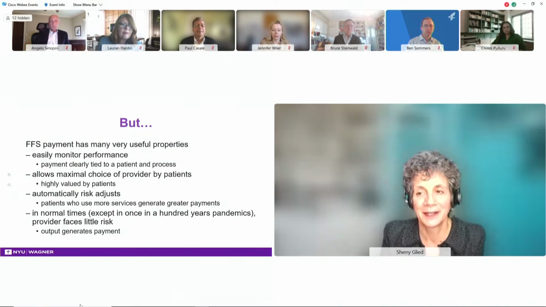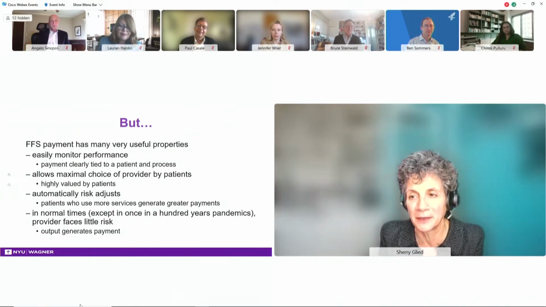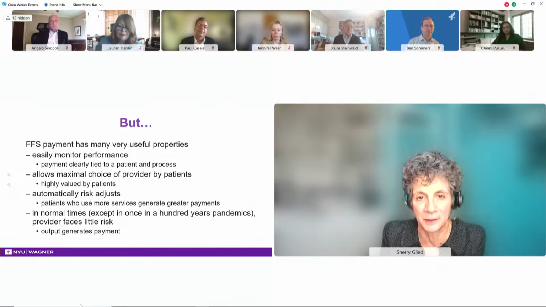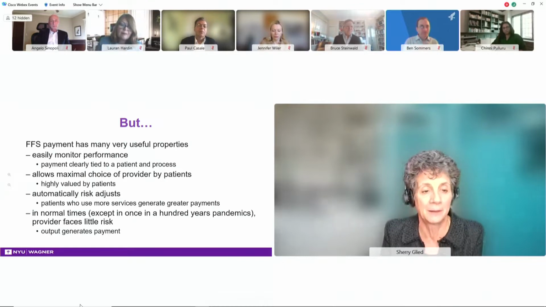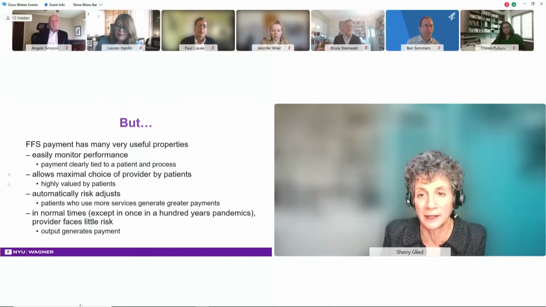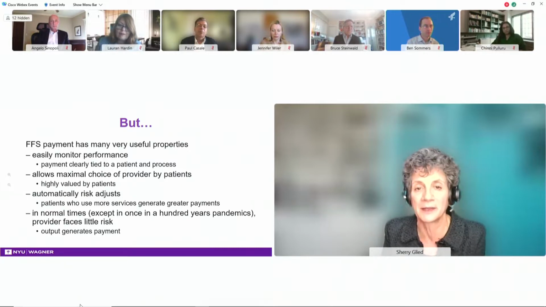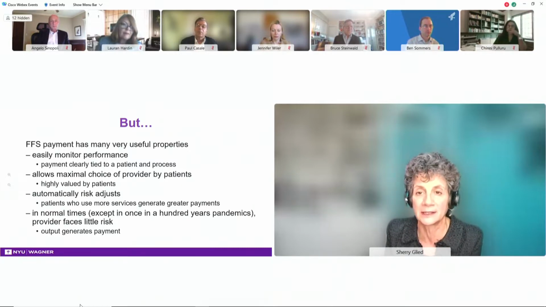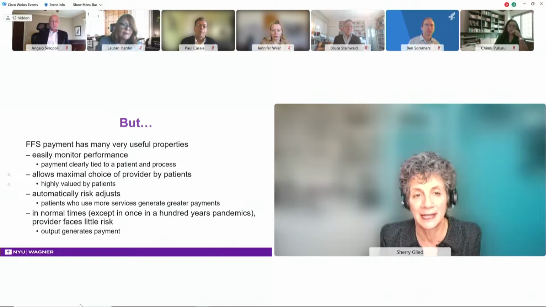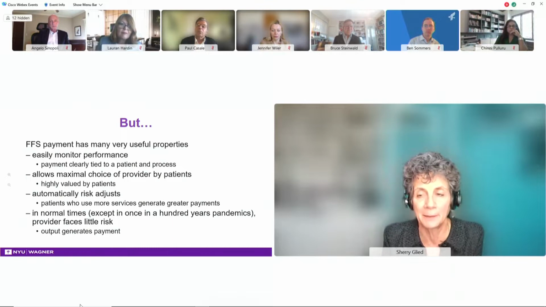But okay, there is a reason we had fee for service, and it's always important when you're moving away from something to think about why it existed in the first place. And fee for service has some really big advantages in terms of paying people. It's really easy to monitor performance. It's really easy to know whether something has happened because a payment is clearly tied to a specific patient and a specific process. You can see, if you are an administrator or a bureaucrat, whether that process has happened, whether the patient has been seen.